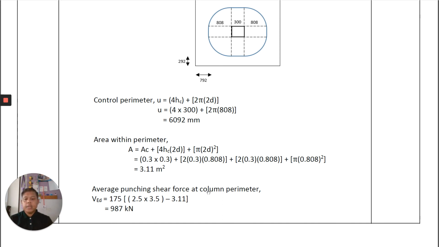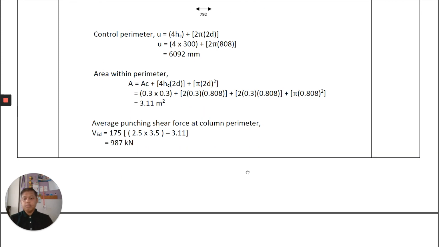And then the average punching shear force at the column perimeter is VED equal to 175. Okay, 175 is from the previous pressure, times the area of the footing minus the area within the perimeter, then you get 987 kilonewton.